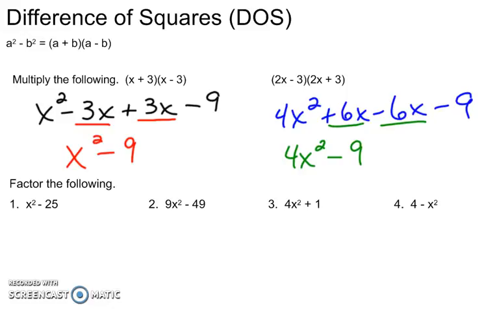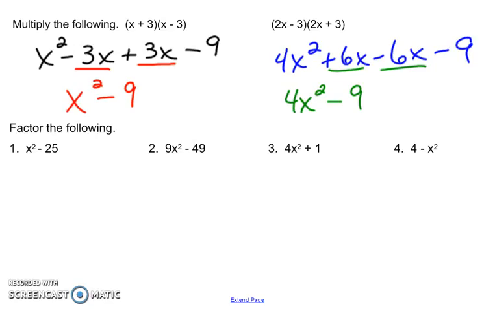So take a moment and factor the following. Pause and then press play when you're ready to continue. Remember, they're going to follow the pattern with a plus b times a minus b. x squared minus 25. What do we square to get 25? It's 5, so that's going to factor into x plus 5 times x minus 5.